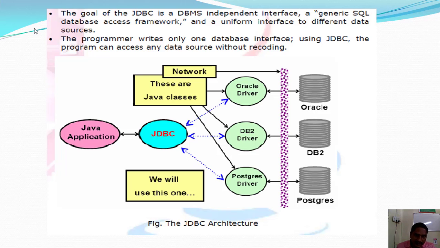See this figure, the JDBC architecture. A Java application can communicate with the JDBC drivers, and these JDBC drivers are classified into a number of drivers: Oracle driver, DB2 driver, PostgreSQL driver, like this. These drivers communicate with the Oracle database server, DB2 database server, or Postgre database server. This total forms the JDBC architecture.